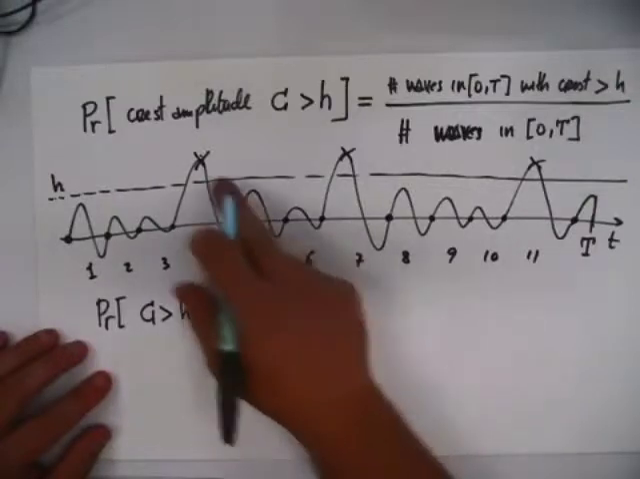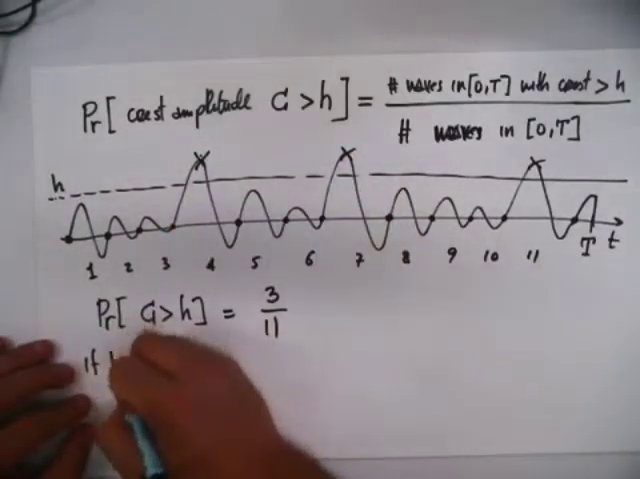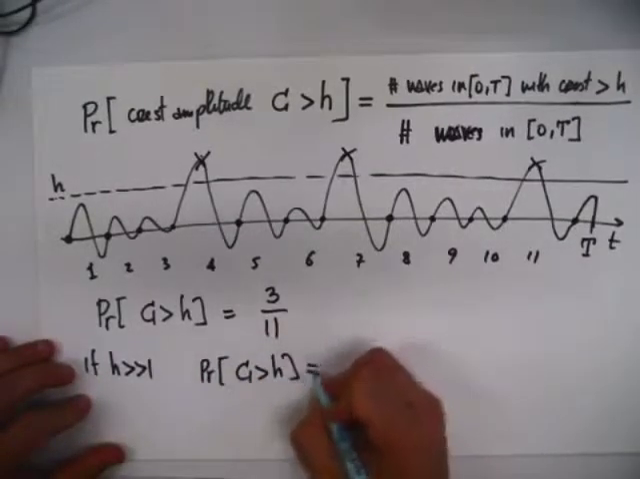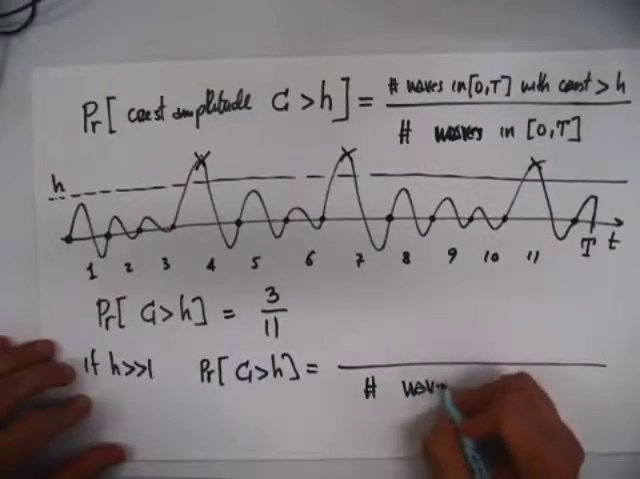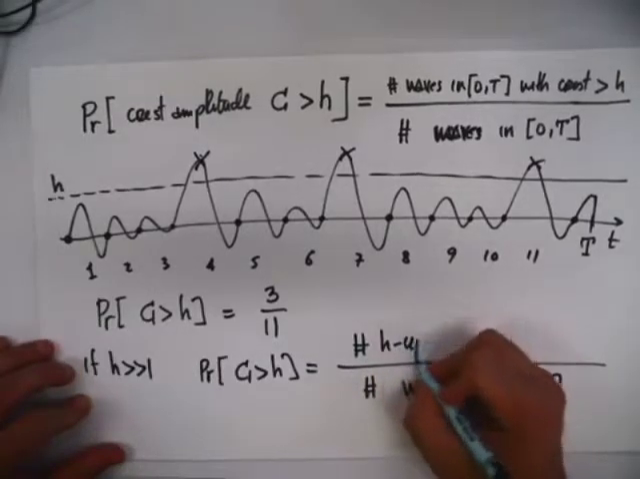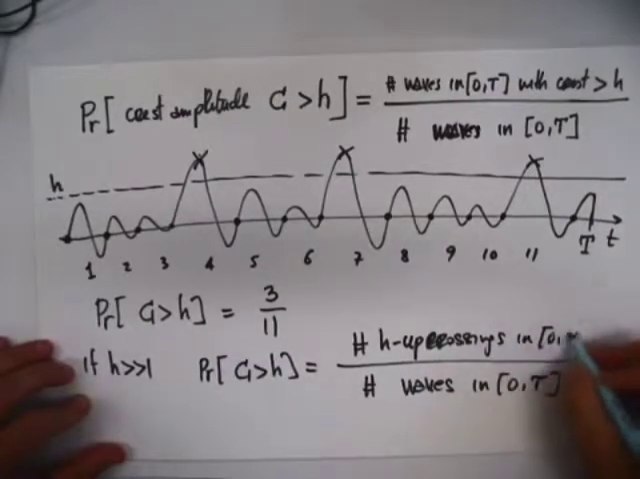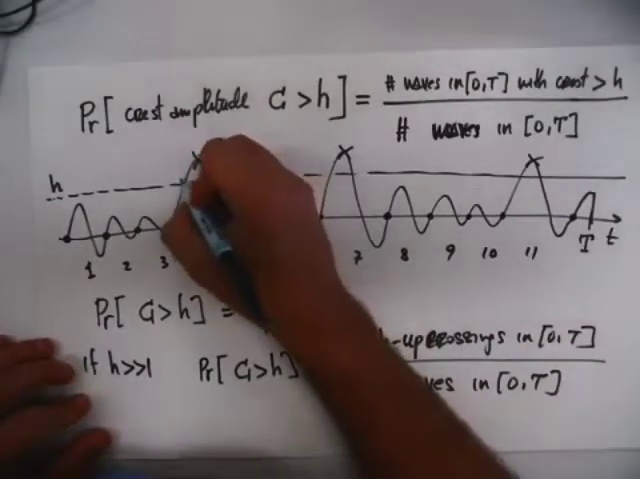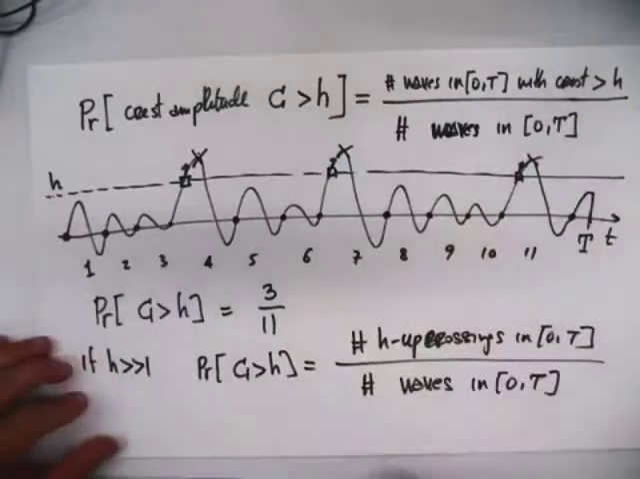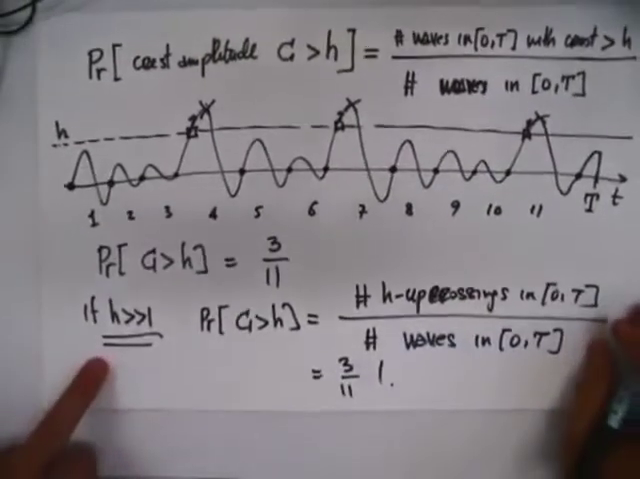Of course, you can see that in this case, if the threshold H is very, very large, the probability that C is greater than H is also equal to the number of H up crossings in 0 to T over the number of waves in 0 to T. Because how many up crossings do I get? I get 1, 2, and 3. So this is also equal to 3 over 11. But this is only true for H larger than 1. Okay?